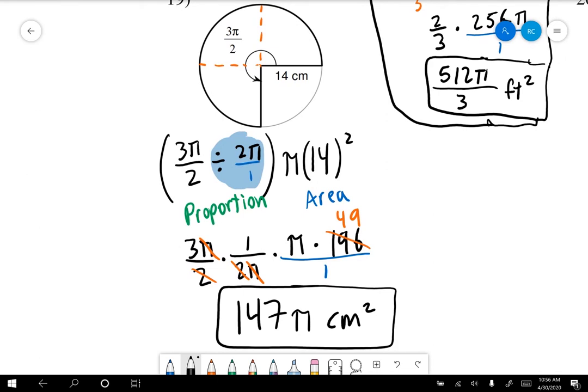So the process is always the same. We just simplified it for arc length with radians. Sector area with radians is still basically the same.